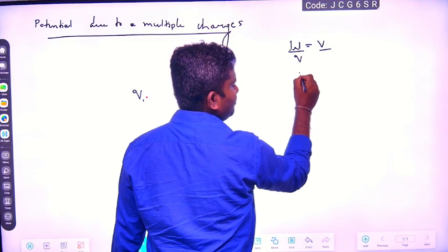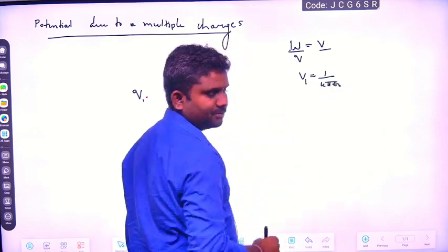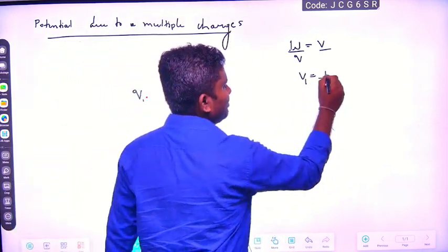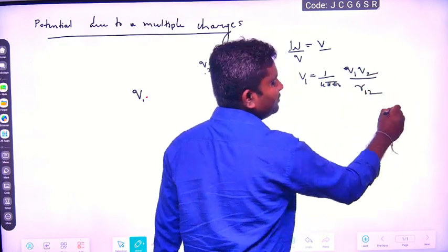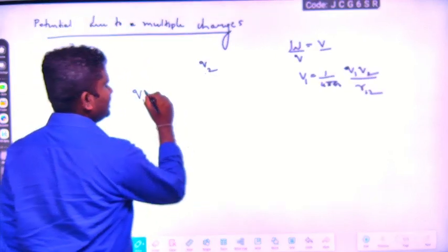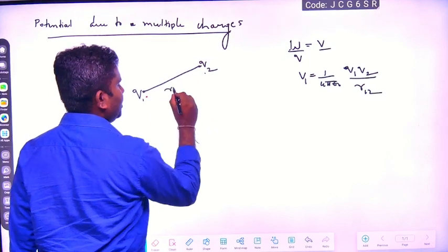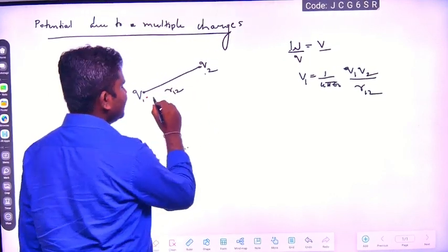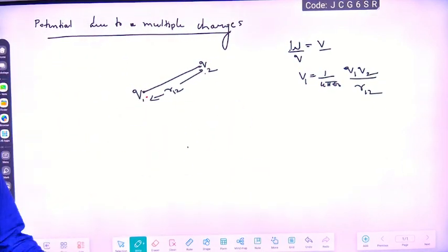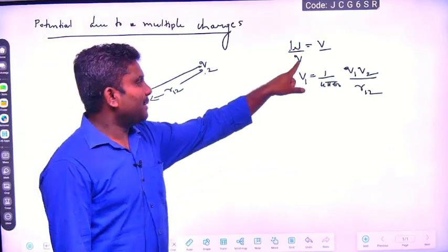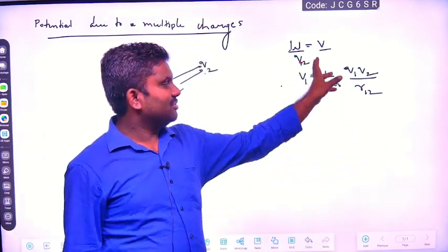The first potential is V1, which is equal to 1 by 4 pi epsilon naught, Q1 Q2 divided by R12. This is the distance between the charge Q1 and this is Q2, which is R12. Understood? So this is the distance. That much potential you need to apply. That is the potential, so the work done per the charge Q2 to bring towards Q1 is V1.